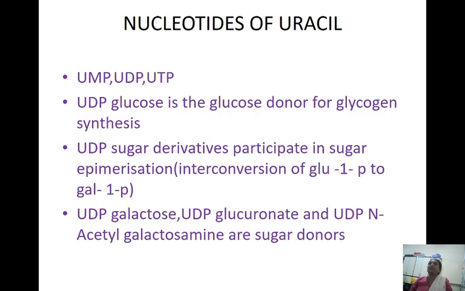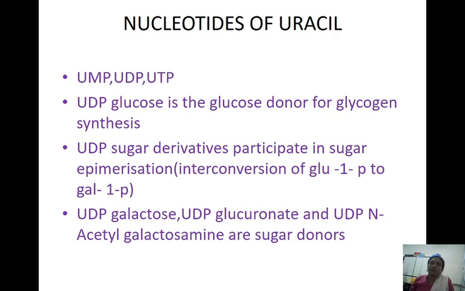Then coming to the nucleotides of uracil. Uracil nucleotides are UMP, UDP and UTP. UDP glucose is the glucose donor for glycogen synthesis. If you remember the steps of glycogenesis, the active glucose, that is UDP glucose, is formed. Okay, that is the glucose donor for glycogen synthesis. What is UDP glucose? That is nothing but a nucleotide of uracil.